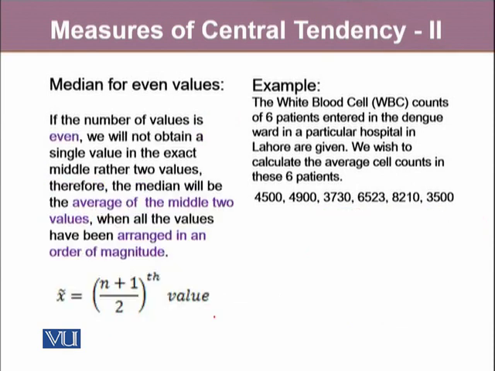If the number of values in our data are even, we will not obtain a single value in the exact middle. Rather, there will be 2 values. Hence, the median will be the average of those 2 middle values, which are obtained from the ordered array. Let's take the example and add one more value, that is 3500, into the white blood cell counts. Now we have 6 observations, which is an even number. To calculate the median out of this data, we need to order it into ascending order.